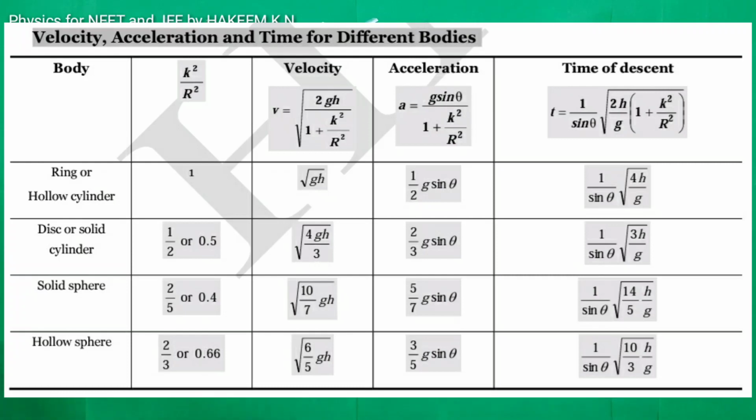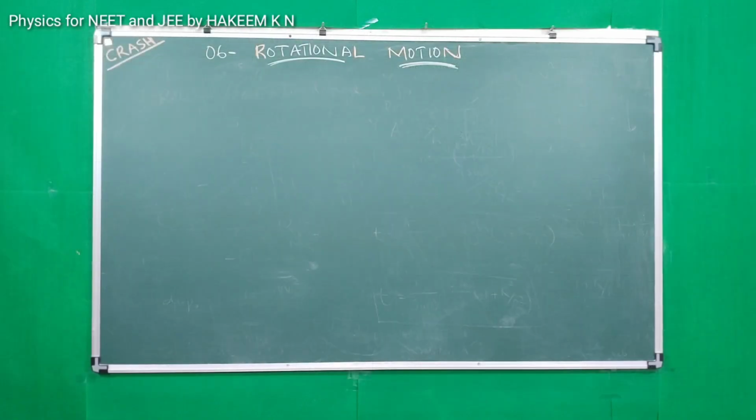Solid sphere, hollow sphere, disc or solid cylinder, like that. You can see the second column, that ring and hollow cylinder k square by r square is 1, disc or solid cylinder k square by r square is 1 by 2 or 0.5, for solid sphere it is 2 by 5 or 0.4, for hollow sphere it is 2 by 3 or 0.66.